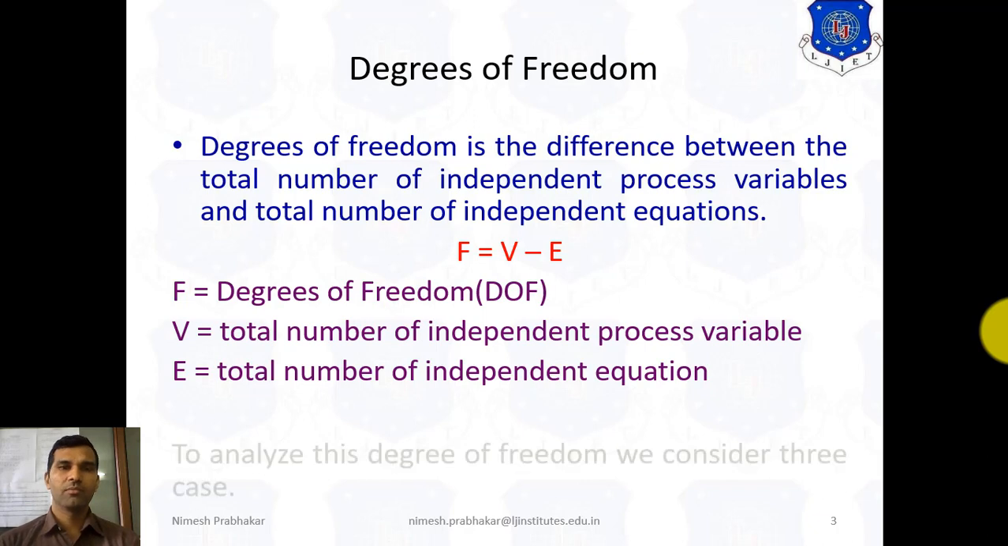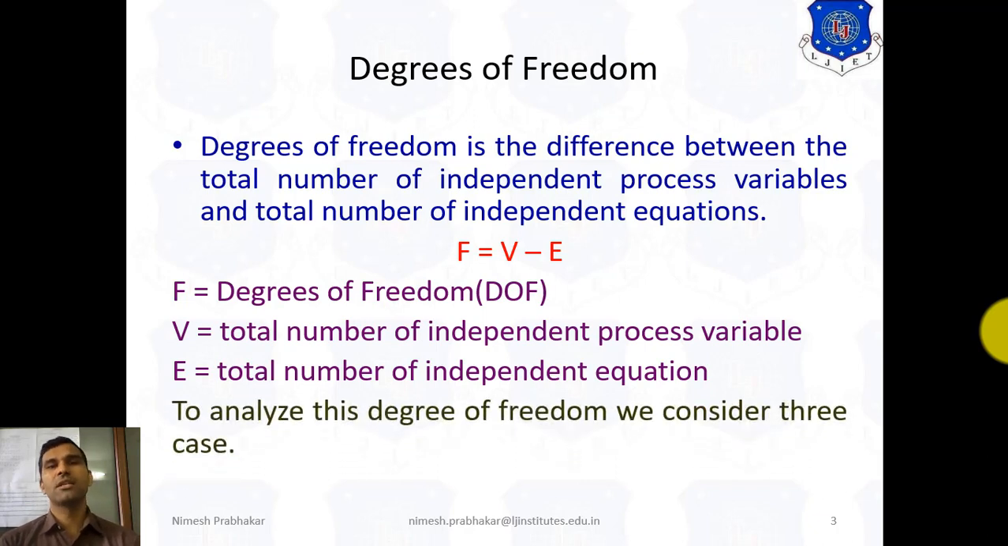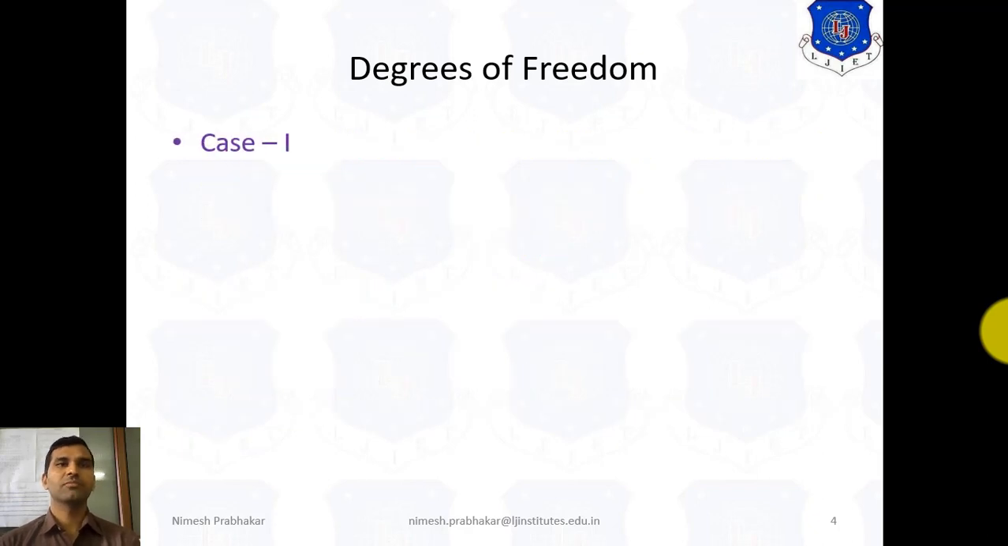To analyze the degrees of freedom, we consider three cases. Now, to understand what the degrees of freedom are and what their importance is in process control, we consider three cases. The first one is case 1. We consider F = 0, that is, the degrees of freedom equal to 0. That means in this equation F = 0.